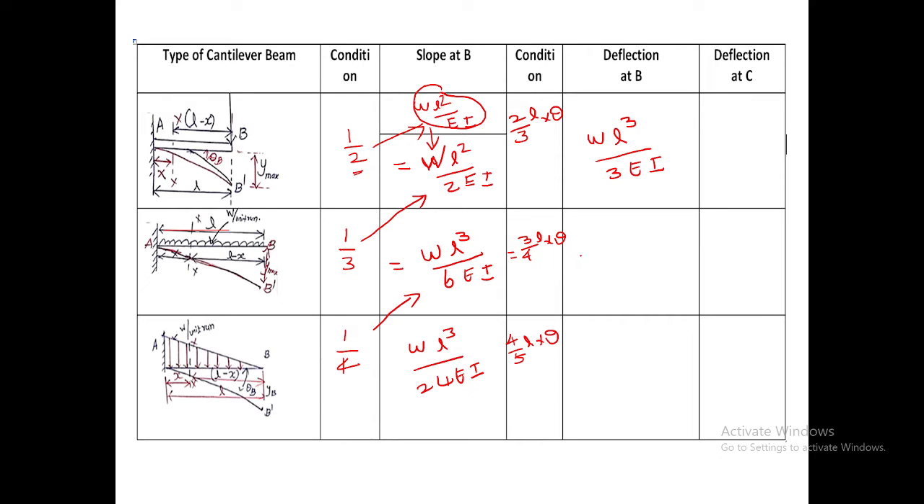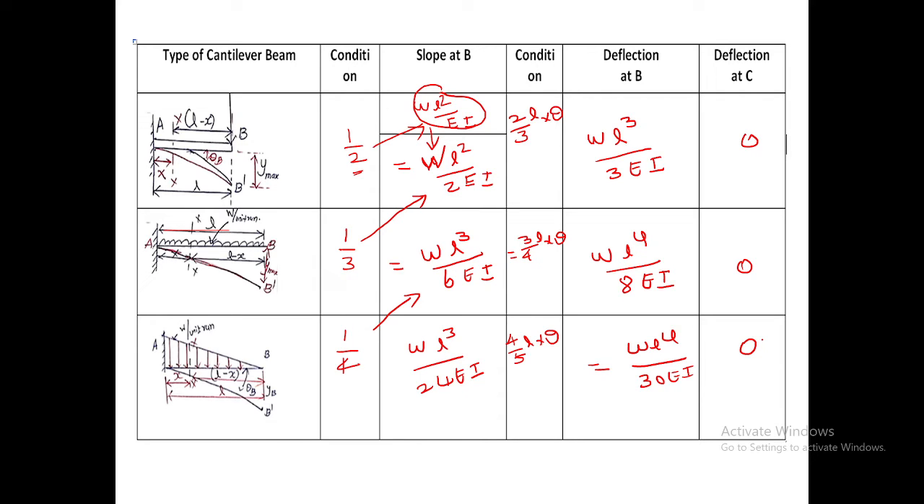Here, for uniformly distributed load, W L power 4 divided by 8 E I. So 4 by 5 multiplied with L theta, multiplied with 4 L cube divided by 24 E I, gives W L power 4 divided by 30 E I. Here there is no deflection at point C, so all are 0.